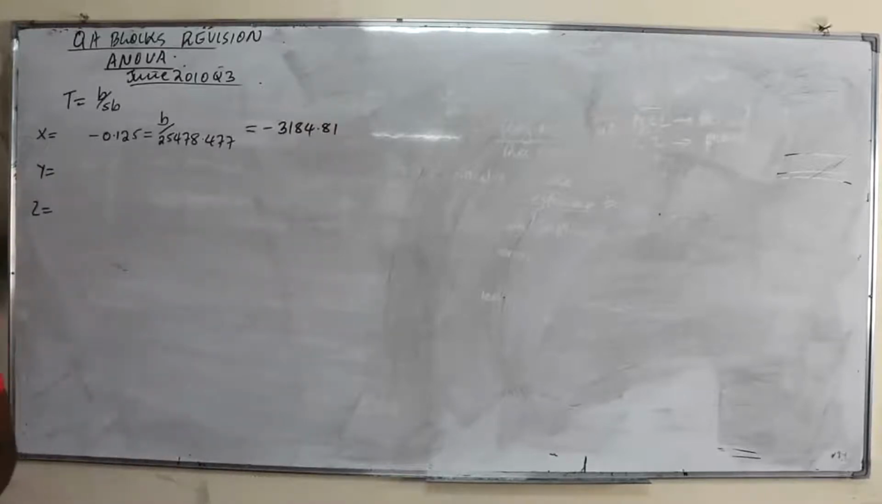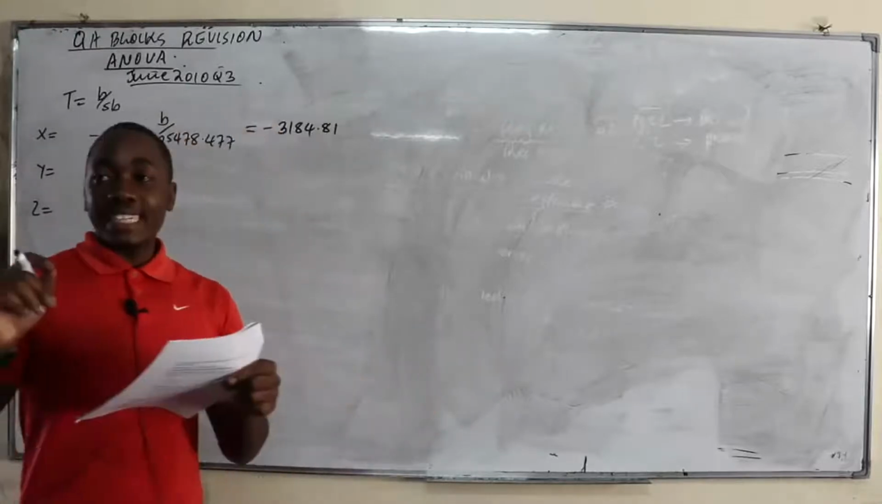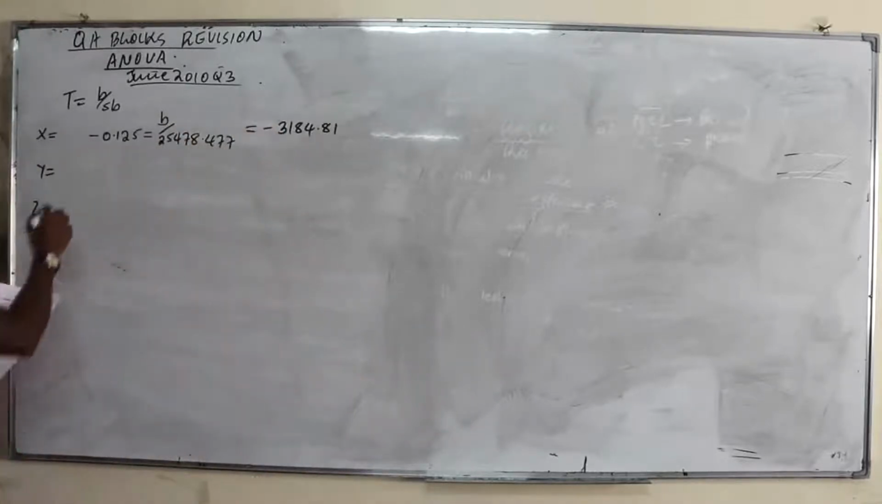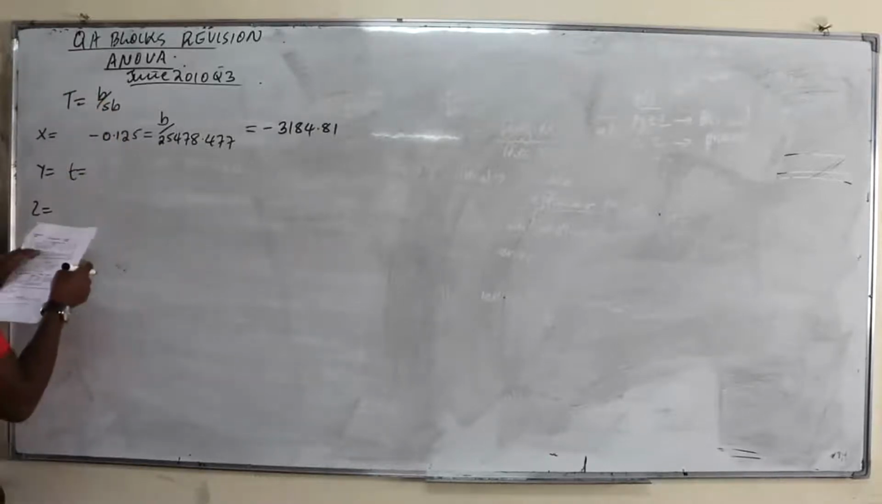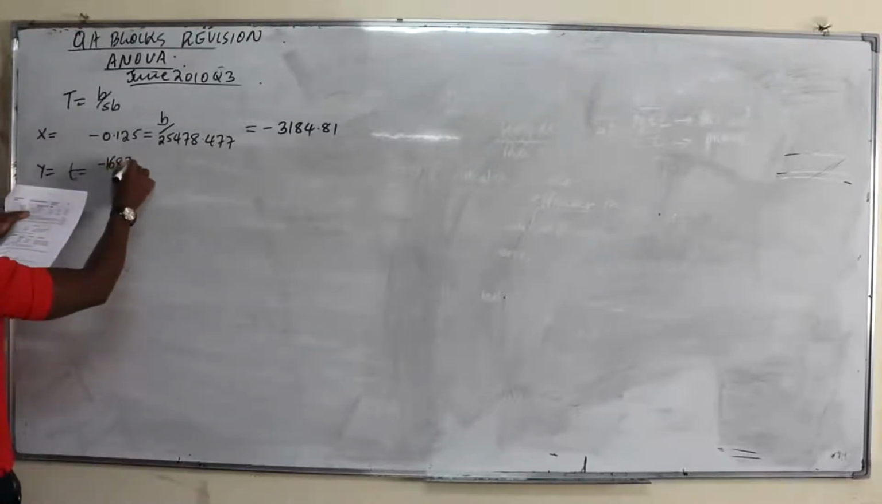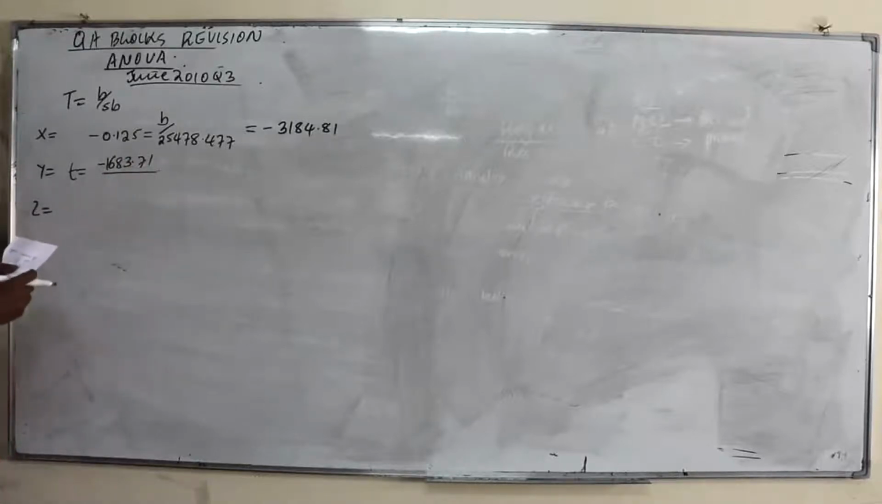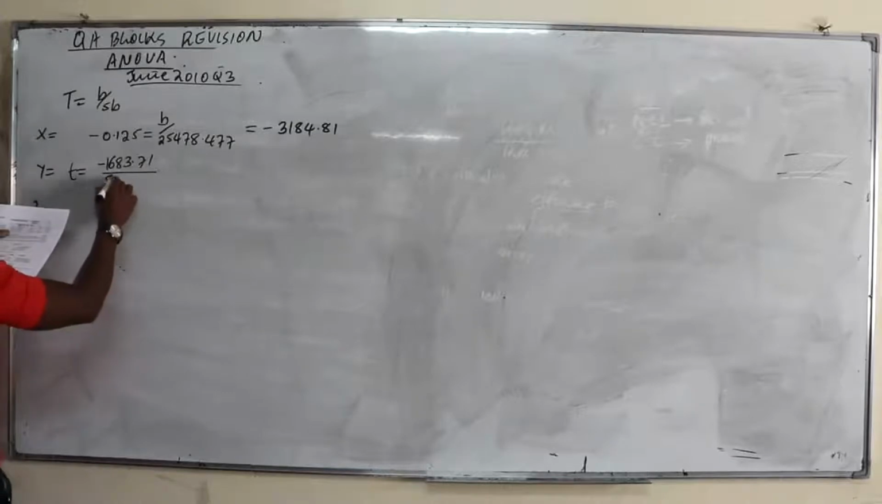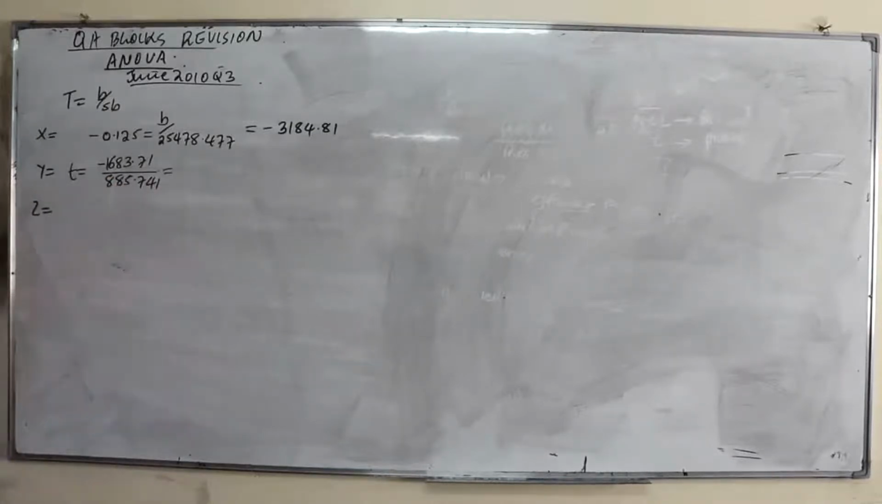Now let's go to Y. We need to get Y. What's Y? They need T. Are you together? And to get T, it's B over SB. Do we have B? Yes, B from that row is negative 1683.71. You divide by SB. SB is 885.741.